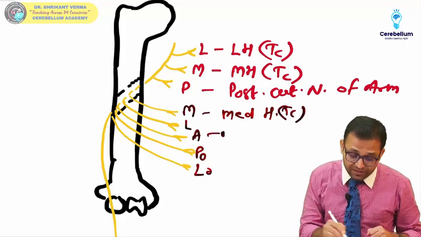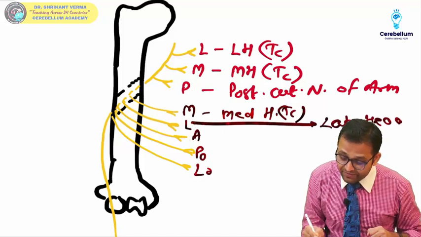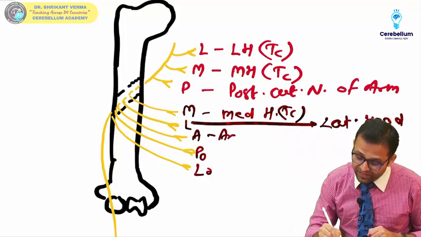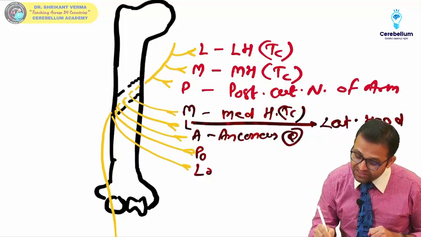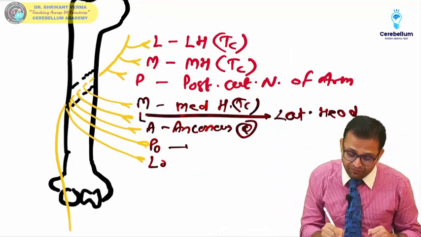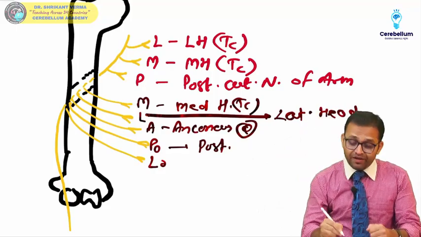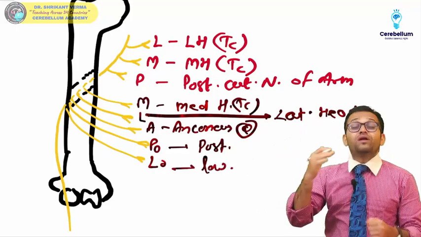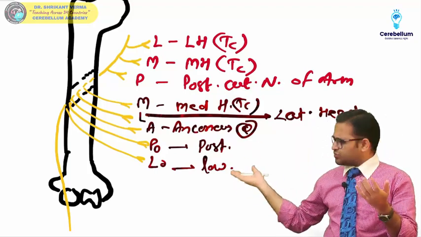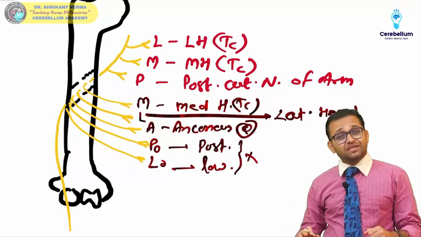Then A, and L, remember this is our lateral head. There was the long head, here is the lateral head. And A, very very important, anconeus is given a branch in the radial groove, NEET PG question. And P for posterior cutaneous nerve of the forearm, and L for lower lateral cutaneous nerve of the arm. Okay, you can forget these cutaneous branches, but the other branches are important.